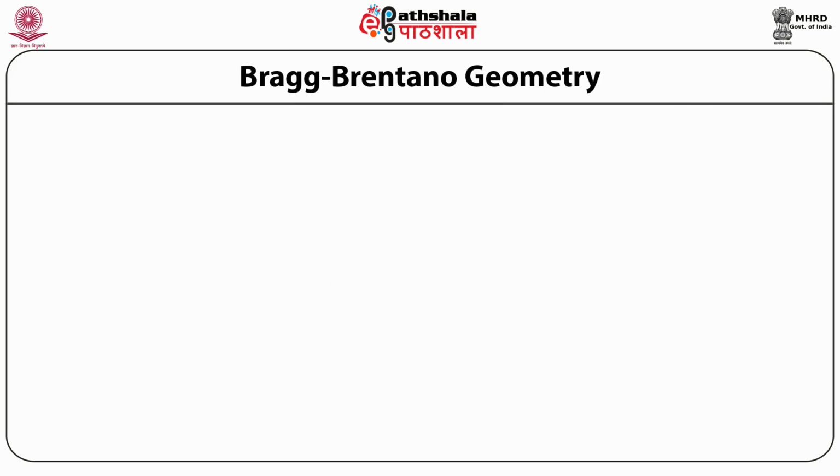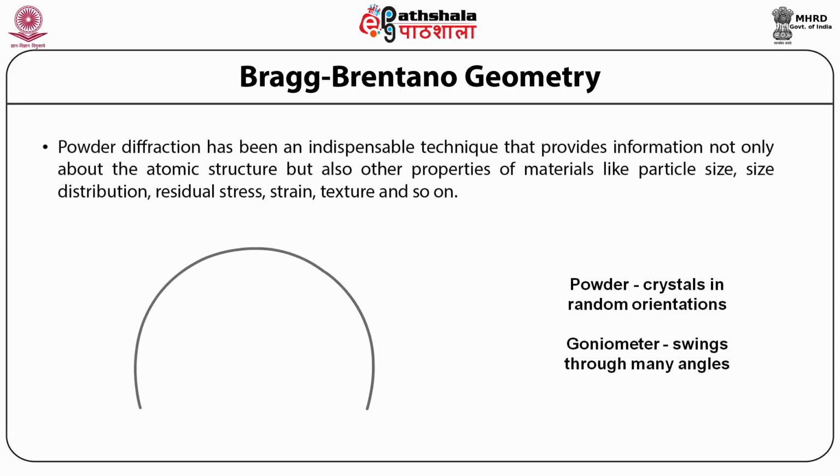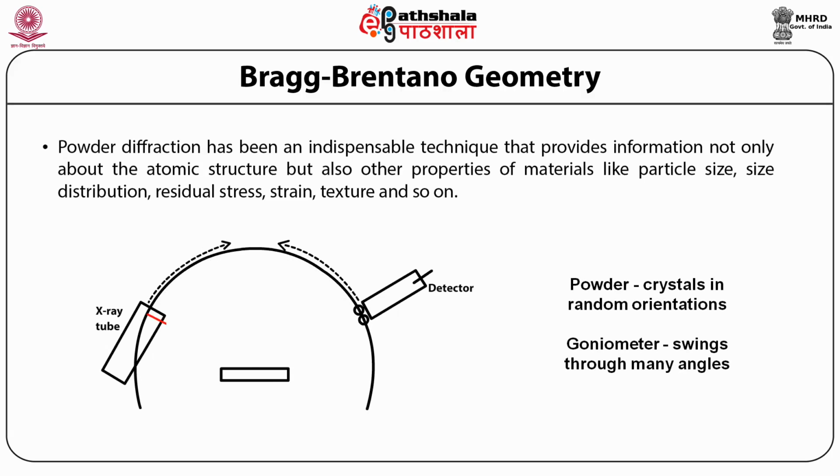The scattered intensity is usually represented as the total number of accumulated counts. It is measured as a function of 2 theta. Powder diffraction provides information not only about the atomic structure but also other properties of the materials like particle size, size distribution, stress, strain, texture, and so on. In a powder sample, crystals will be in random orientation and the goniometer swings through many angles. So we have enough small crystals in a powder sample and enough angles that we can get enough diffraction to determine the properties and structure of the material.